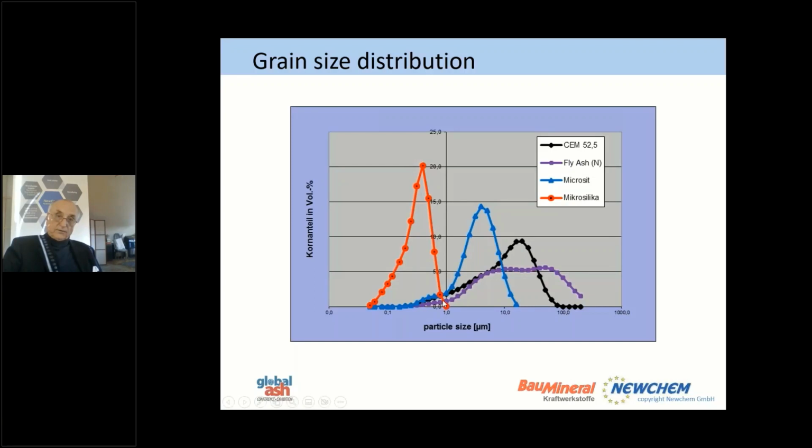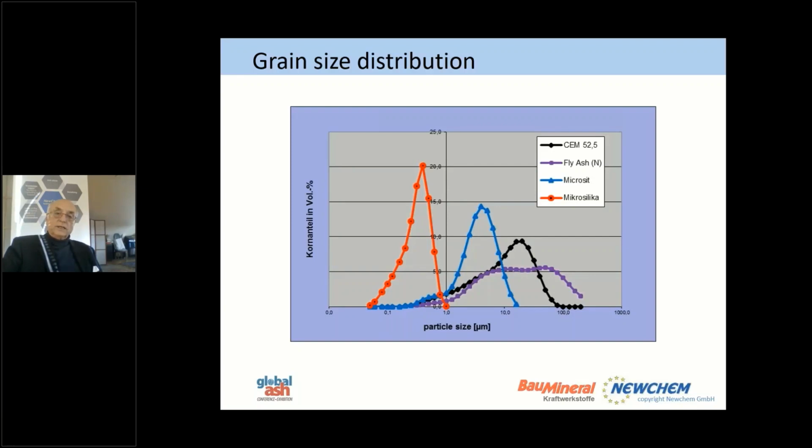Microsilica is very fine and is quite reactive. The problem with microsilica may be that you cannot add too much, because the surface is so big that you have a problem and the material becomes sticky.